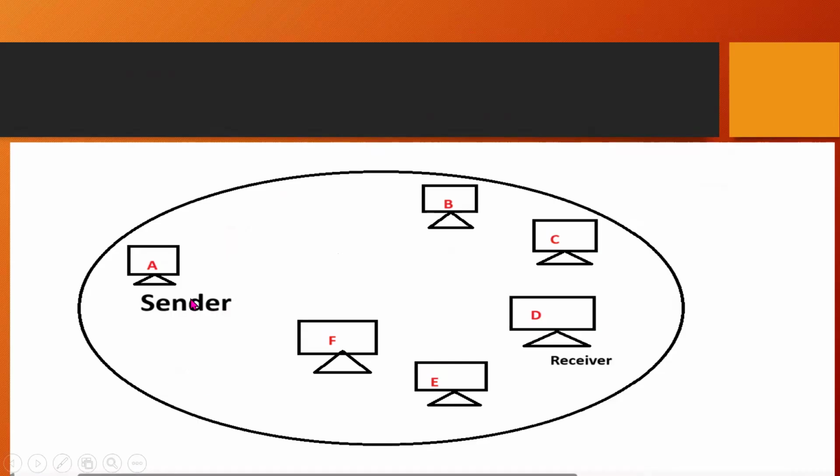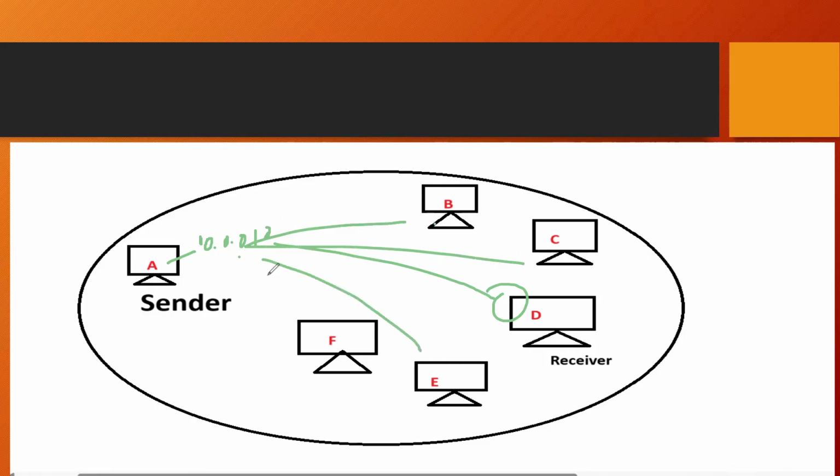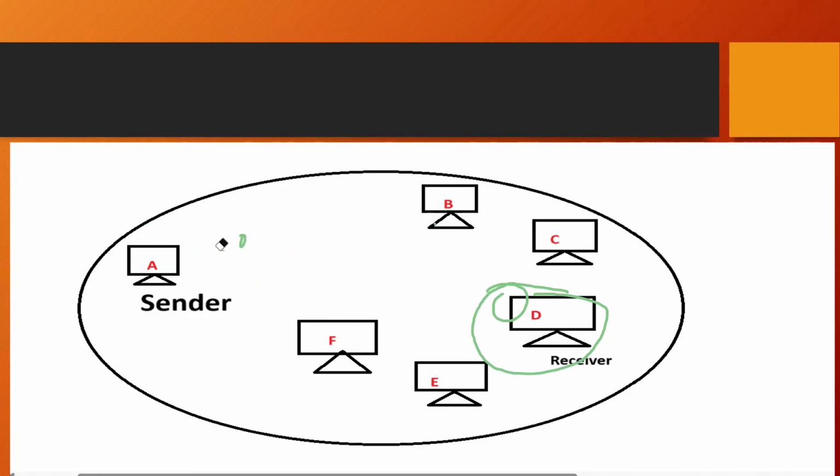So this is the example I'm going to explain. What is going to happen here? Suppose the IP address wanted is 10.0.0.10, and this IP address belongs to this machine. When the sender asks everyone, only the system having the IP address 10.0.0.10 is going to accept this sender's request, right? That is the only thing I want to tell you here.